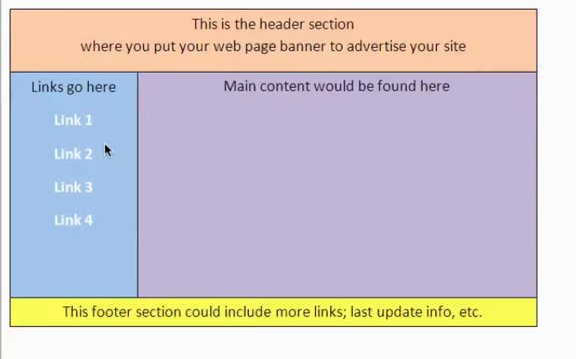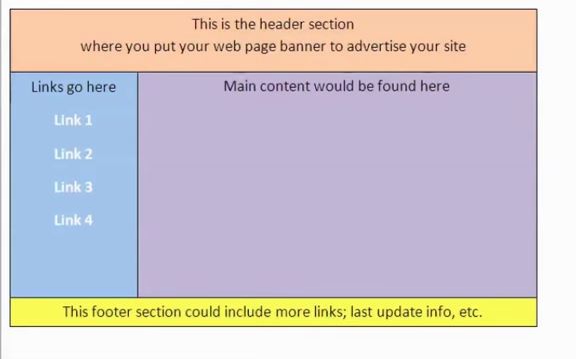On the left is an area where you might put your links. This may be referred to as your table of contents, and the links would take a viewer to your supporting pages. The largest area, indicated here in purple, is where the main content of your page would reside. At the bottom is the footer area, where you might include the name of the person or company who created the site, copyright information, and even more links.